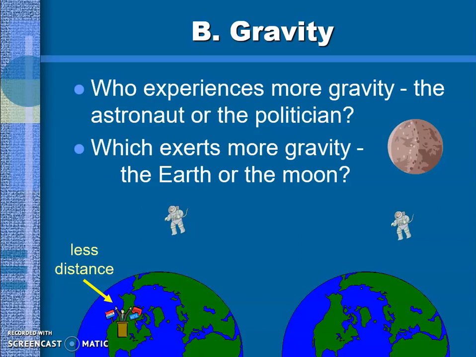Okay, second example that popped up here, we have the astronaut in between the Earth and the moon. So who is going to exert more gravity on the astronaut? Is the Earth going to exert more gravity, or is the moon going to exert more gravity on the astronaut? The Earth is going to exert more gravity on the astronaut because the Earth has more mass than the moon. So it has a greater gravity pull.